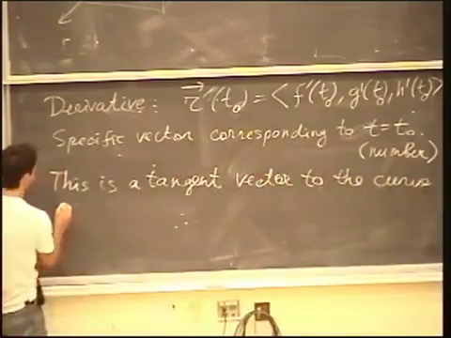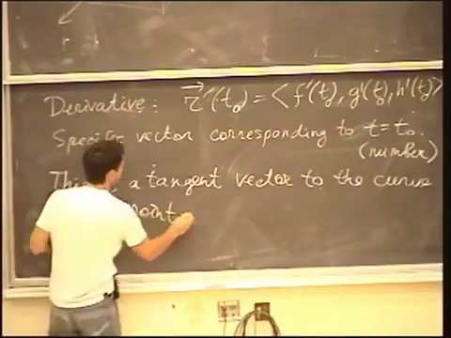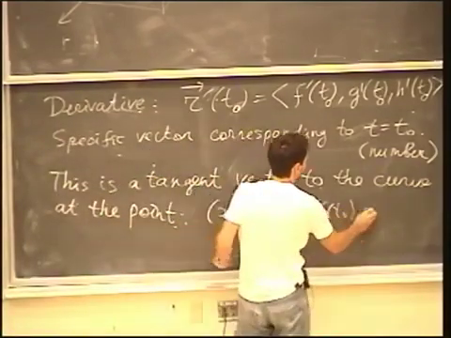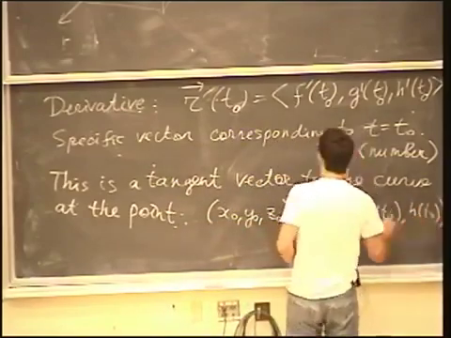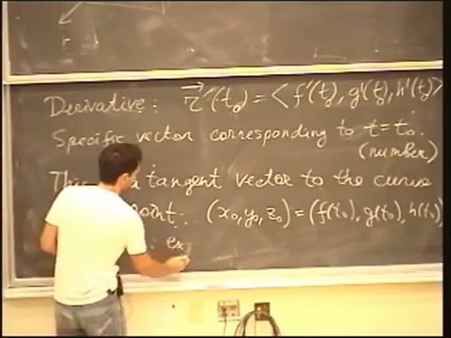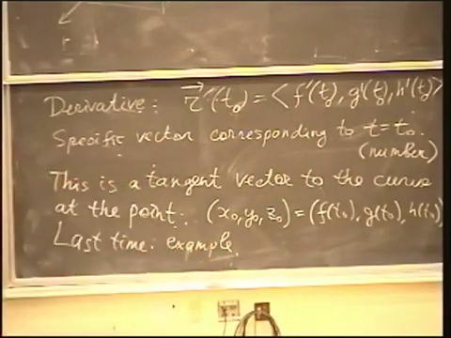described by these equations at the specific point, which I'll call, say, x0, y0, and z0, which is f of t0, g of t0, h of t0. And last time, at the very end of the last lecture, we looked at an example of this, how this works.